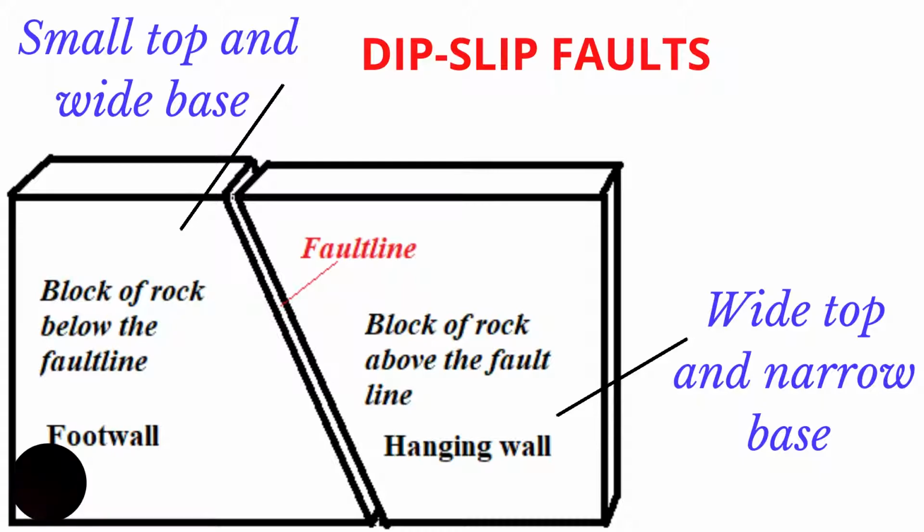Now, if you don't understand that, just look at the diagram and you could describe the footwall as the block of rock that has a narrow top and a wide base, while the hanging wall is the block of rock with the wide top and the narrow base.